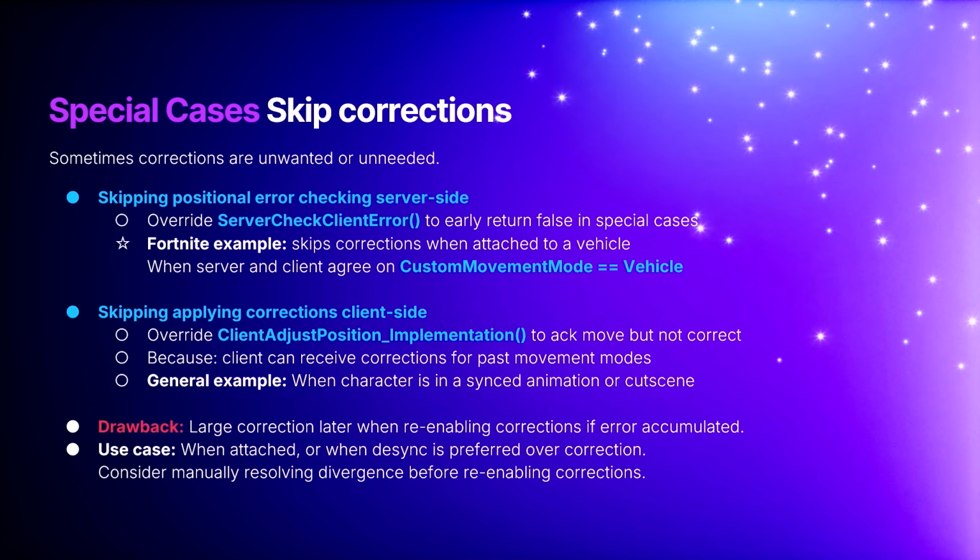There might be cases where you want to skip corrections. For example, if you're attaching the character to a vehicle, we are already doing our best to keep the vehicle location synchronized, so we don't have to do character correction checks. Then for the server side, you can override server check client error to early return to not consider corrections. You can also decide to skip corrections client side, which is useful in situations like if you're playing a synced animation and you prefer that synced animation playing out smoothly, even accepting some error.